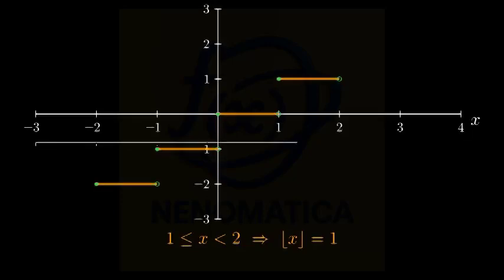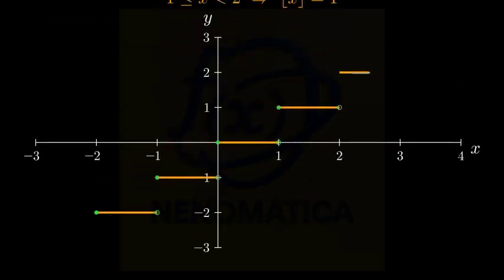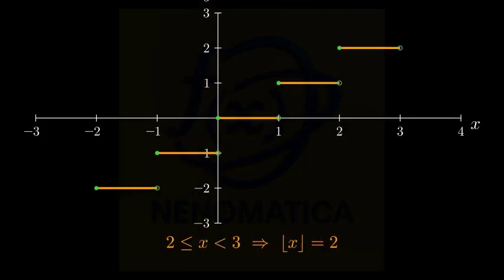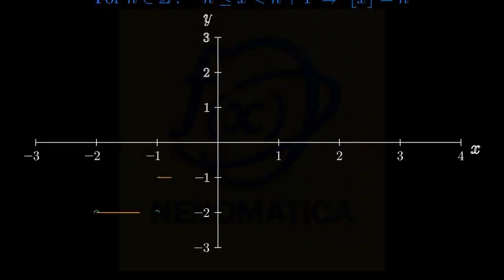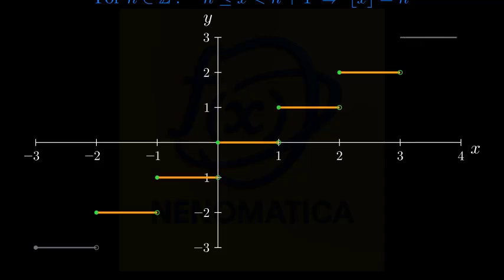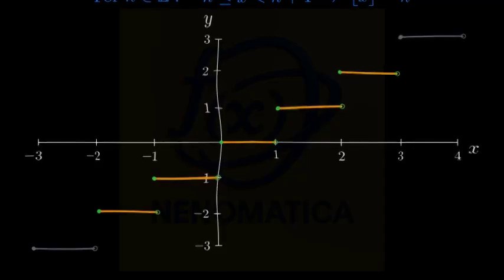Step 5. Now x from 2 to 3. Here the floor is 2 throughout the interval. 2 less than or equal to x less than 3 implies floor of x equals 2. We can summarize the entire staircase with a single rule. For any integer n, if n is less than or equal to x and x is less than n plus 1, then floor of x equals n. When we combine all these intervals, the graph looks like a staircase with closed circles on the left ends and open circles on the right ends.